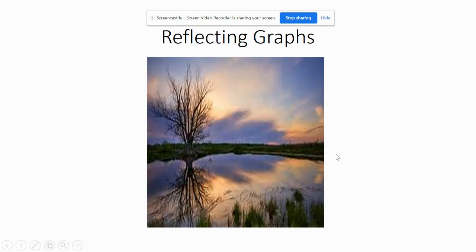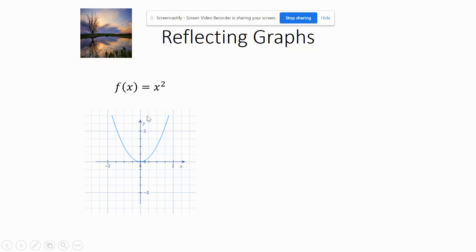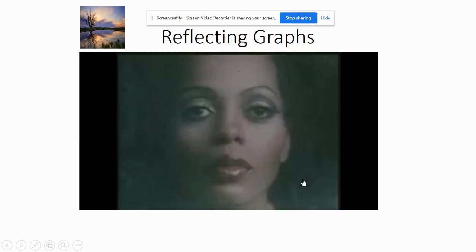Reflecting graphs. Notice I have this nice picture here with this tree being reflected in the water. That's kind of why we call it reflecting graphs, because it's going to, in a sense, reflect across the x. Here's our normal graph of like x squared. f of x equals x squared.